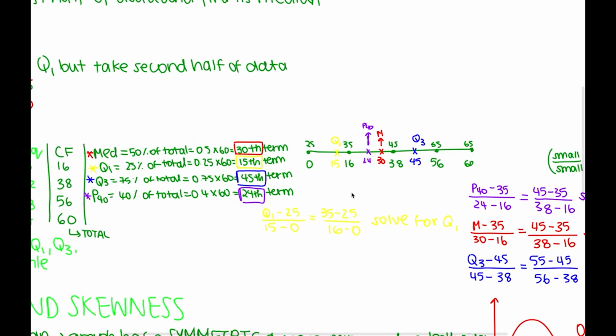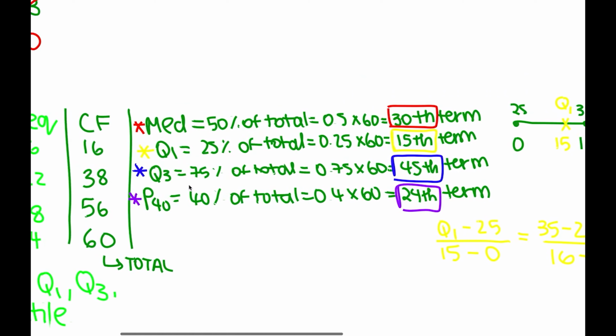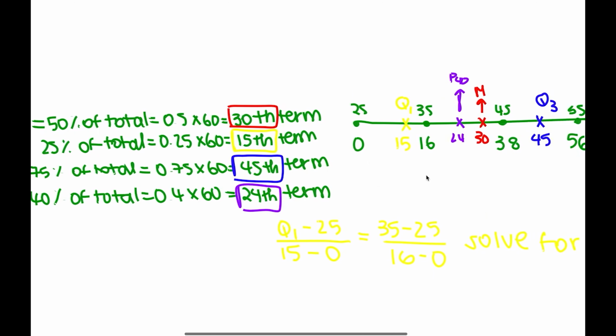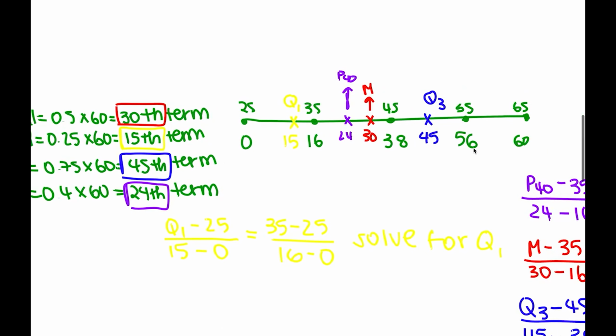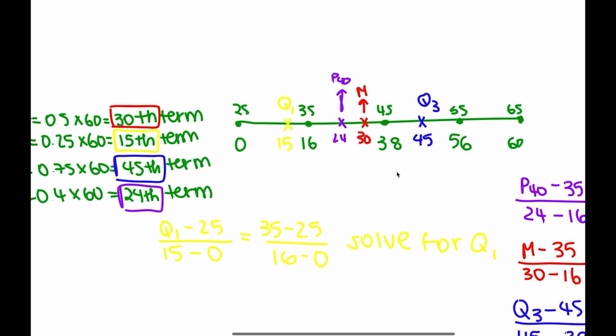Then to continue solving, you start by drawing this number line. You start by putting your cumulative frequencies. So you start at 0, then the first cumulative frequency all the way to the end. 0, 16, 38, 56, and 60. Then at the top, you put the intervals. Since the interval starts at 25, you put 25, then the second one, which is 35, then 45, 55, and 65.